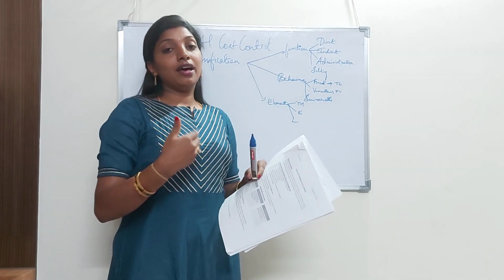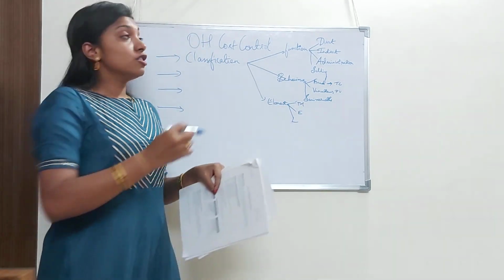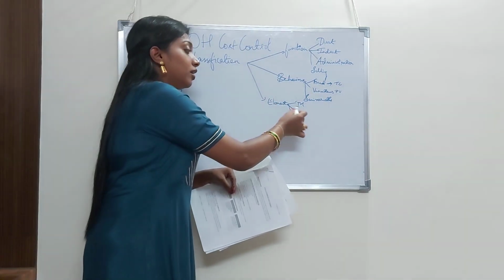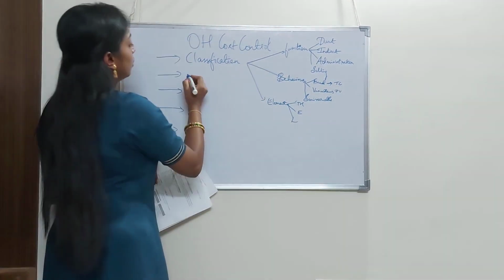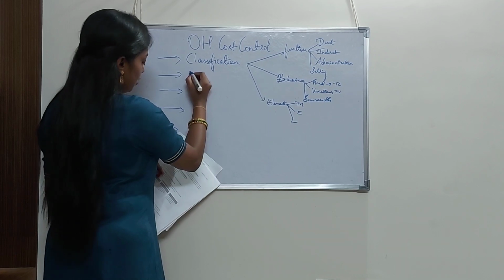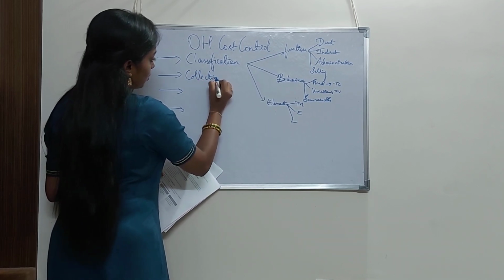Then we have indirect expenses. That's what we are going to deal with under this particular chapter. So overhead is all the indirect expenses, right? So classification of cost. After classification, then we are going to have collection of costs, right?